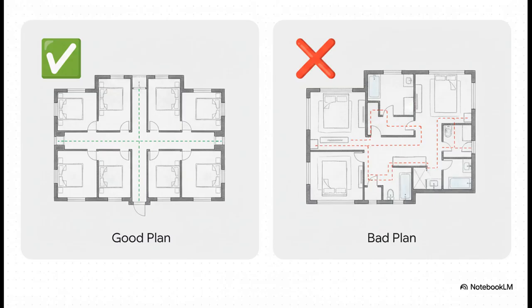Architects have a word for it: circulation. And man, does it make a difference. Just look at the comparison here. A good plan has these clear, direct paths. A bad plan? It's full of these awkward routes where you have to, say, cut through the living room just to get to a bedroom. Good design feels effortless. It just works.